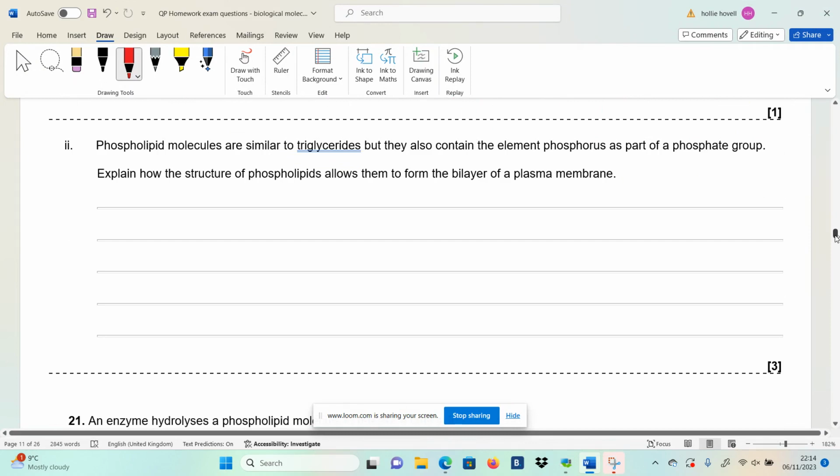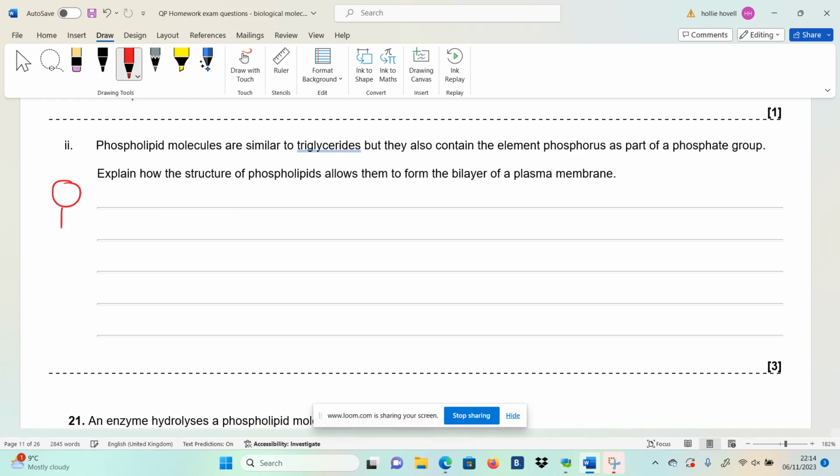Next one, phospholipid molecules are similar to triglycerides, but they also contain the element phosphorus as part of the phosphate group. Explain how the structure of phospholipids allows them to form a bilayer of plasma membranes. Now, this is tricky at this stage in the course because you haven't studied membranes in any kind of detail yet, but hopefully we know enough about the link between them to answer the question.